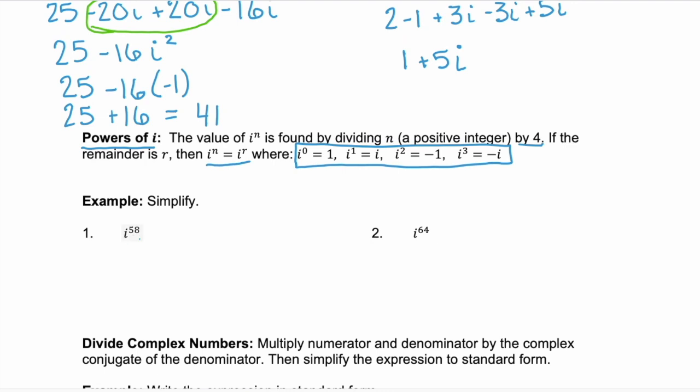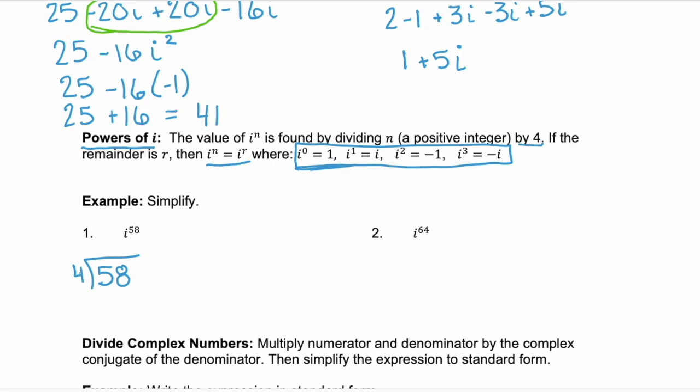So we have i to the power of 58. We could go back to this rule of i to the 0, i to the 1, and so on, and keep on writing it out until we get to i to the 58th. Or we can take 58 and divide it by 4.